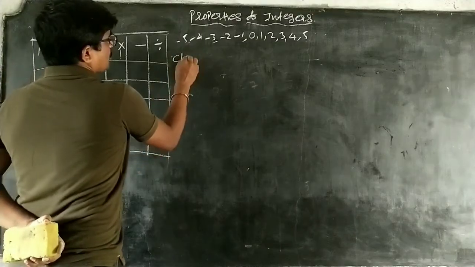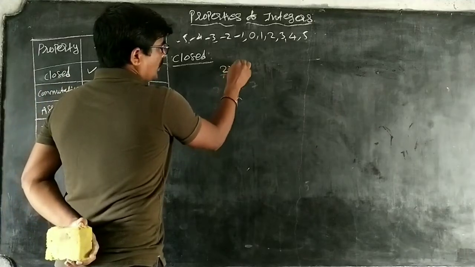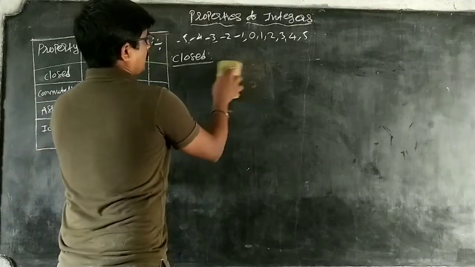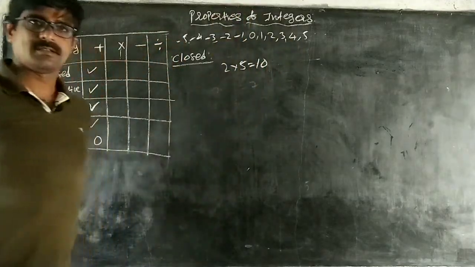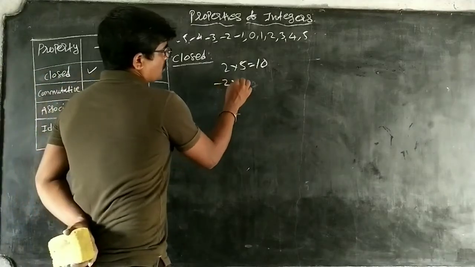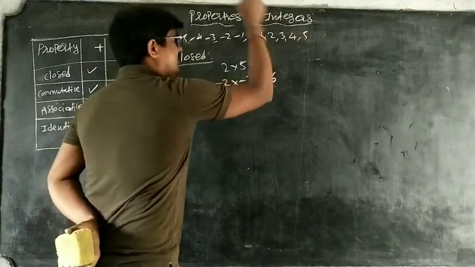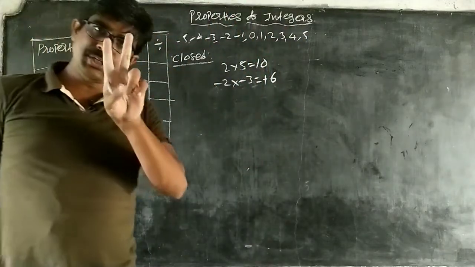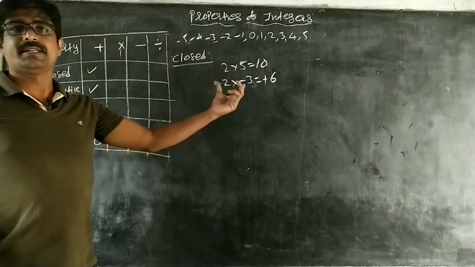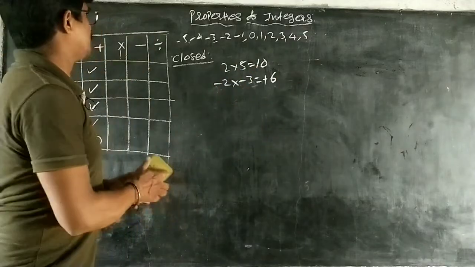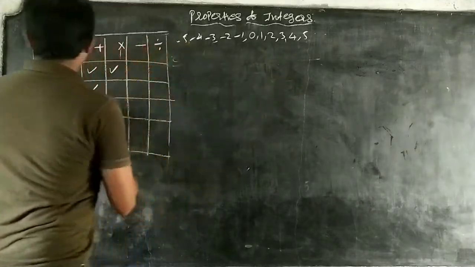First one, closed. Multiply any two numbers. 2 into 5 is equal to 10, and 10 is also an integer. Next, minus 2 into minus 3 is equal to plus 6, since minus into minus is plus. Plus 6 is also an integer. So you take any two integers, and the product is also an integer. Then it is called closed. After closed, we go for commutative.